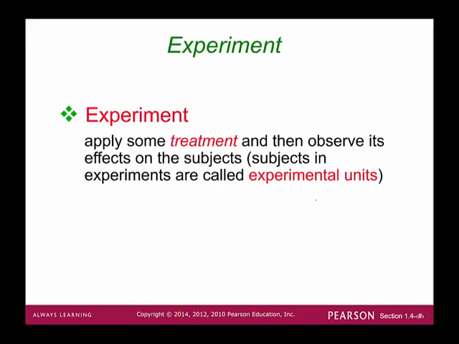Okay, experiment. For the experiment, the researcher will apply some treatment and then observe the effects on the subjects. So the subjects in the experiments are called experimental units.